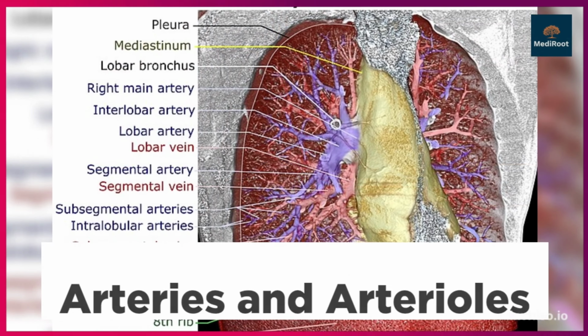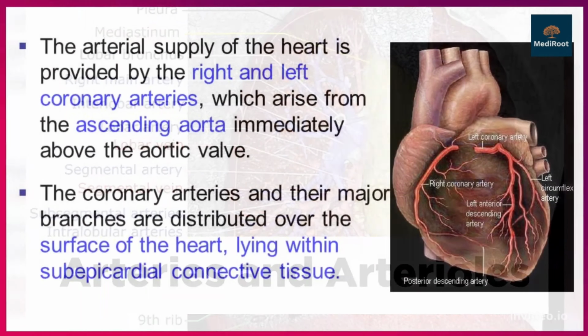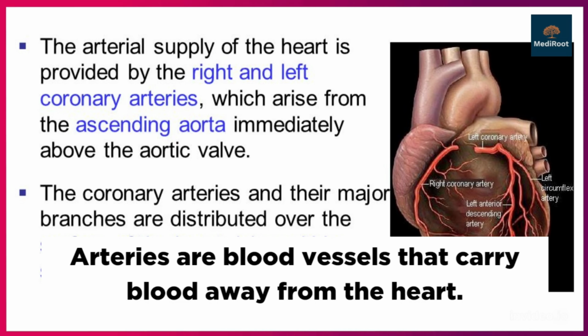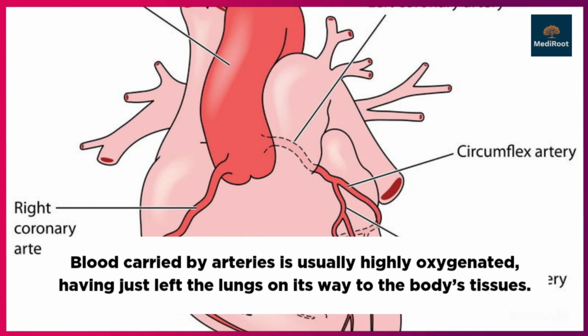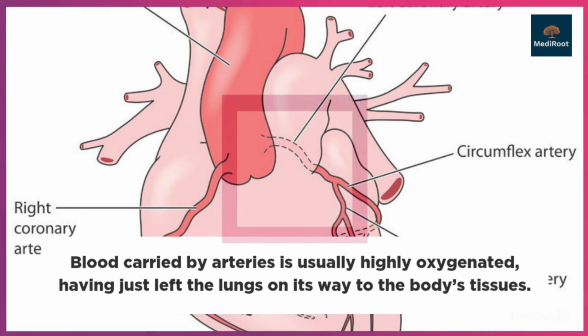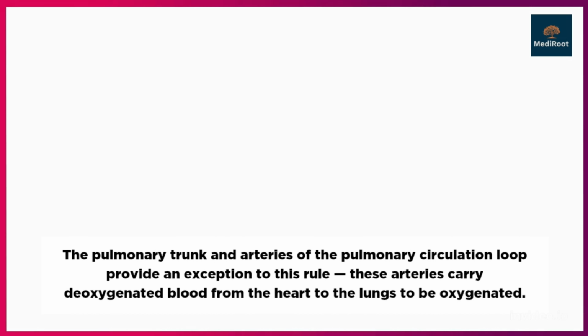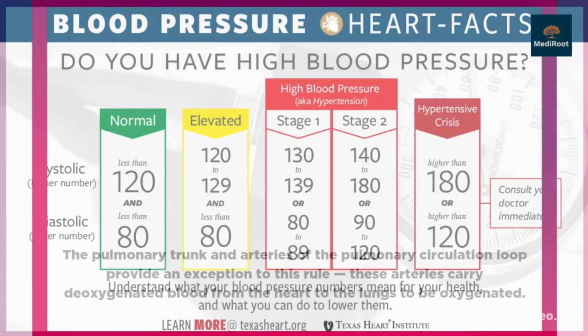Arteries and arterioles. Arteries are blood vessels that carry blood away from the heart. Blood carried by arteries is usually highly oxygenated, having just left the lungs on its way to the body's tissues. The pulmonary trunk and arteries of the pulmonary circulation loop provide an exception to this rule. These arteries carry deoxygenated blood from the heart to the lungs to be oxygenated.